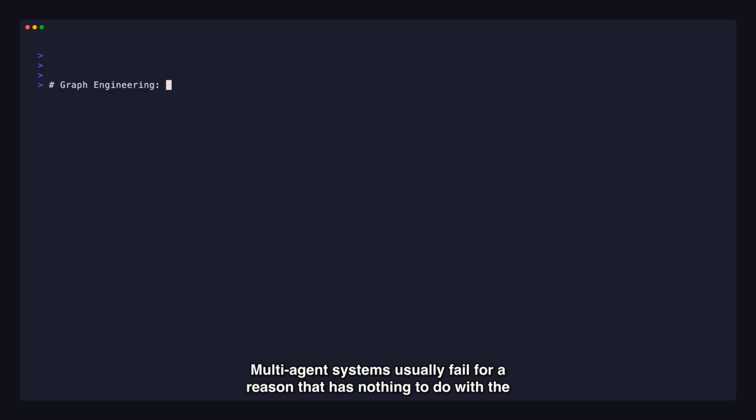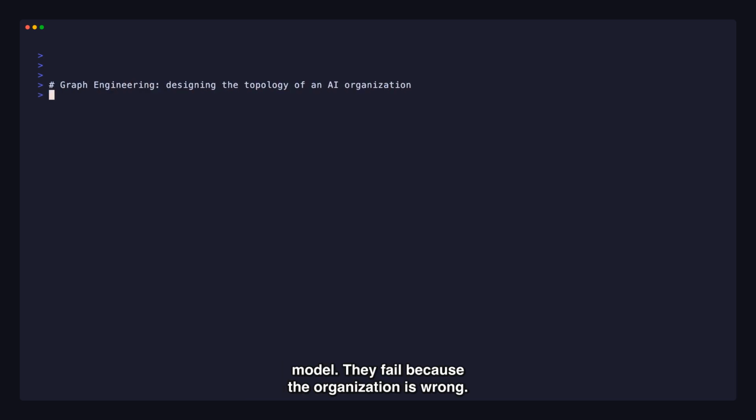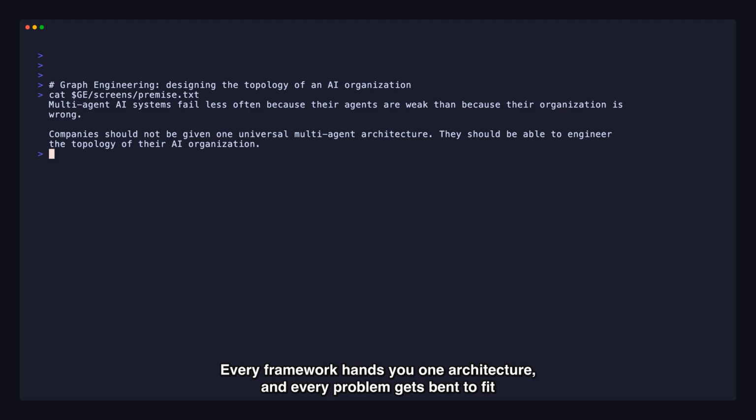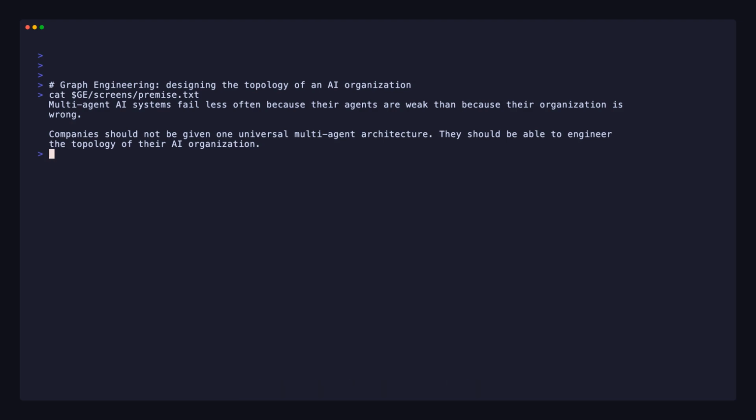Multi-agent systems usually fail for a reason that has nothing to do with the model. They fail because the organization is wrong. Every framework hands you one architecture, and every problem gets bent to fit it. But work has a shape of its own. Graph engineering designs that shape.